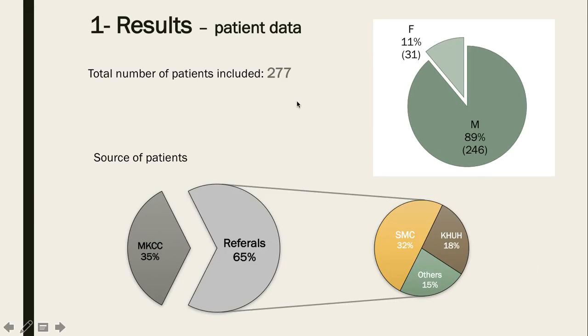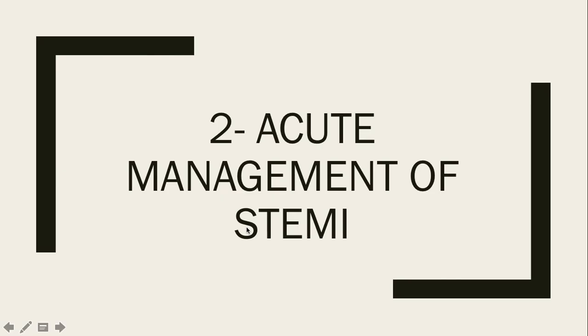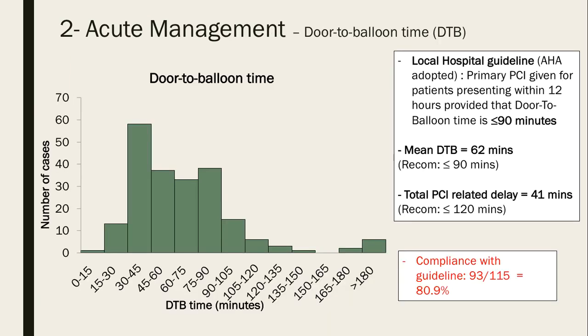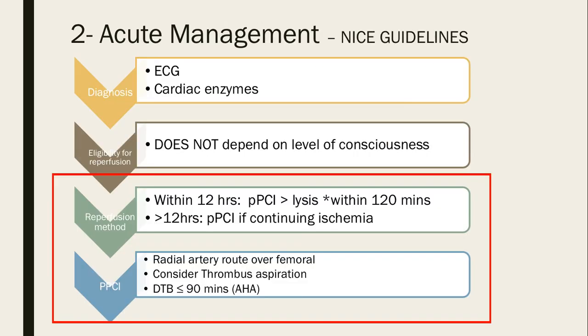So, this study had 277 patients, most of which were males, and of course, most of which were referrals from other hospitals, because our hospital is the main cardiac center in the country. So, let's talk about the acute management of STEMI. The NICE guidelines have provided us with very clear recommendations on the treatment of ST elevation MI. But for the purpose of the study, we'll be looking at those coming in the emergency within 12 hours, and we'll be considering PCI as the main reperfusion method, and then we'll be assessing and comparing to international and local guidelines with regards to route of entry, thrombus aspiration, and door to balloon time.